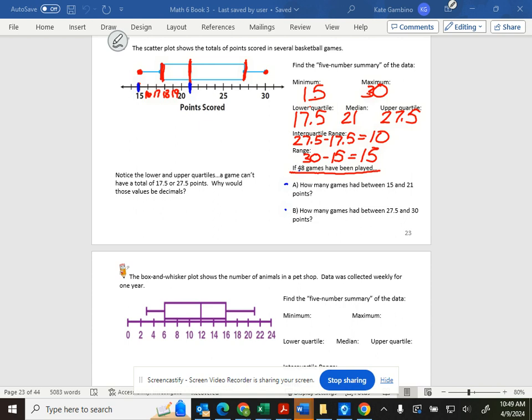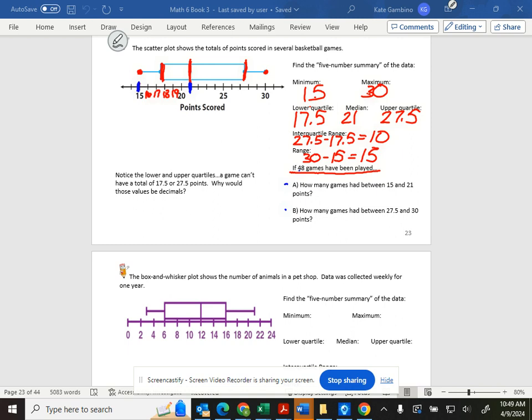Okay. So if 48 games were played, how many games scored between 15 and 21? What do you think, Marina? I originally thought it was 12, but then I realized it takes up 2 sections, so then it's 24. Yay! I love everything about that.